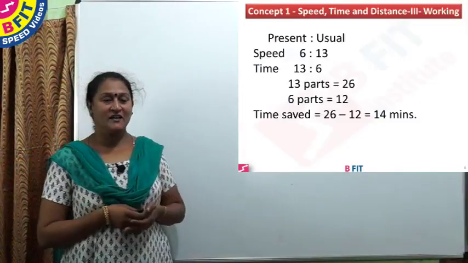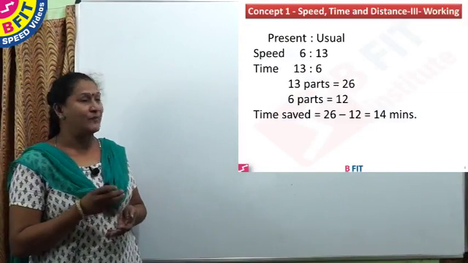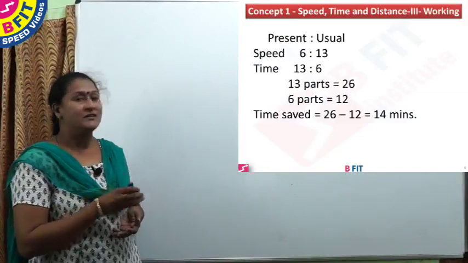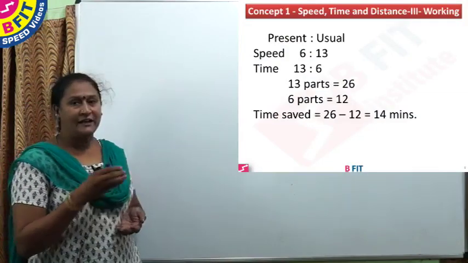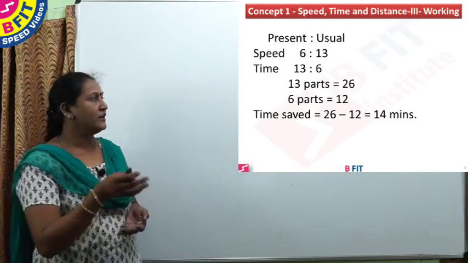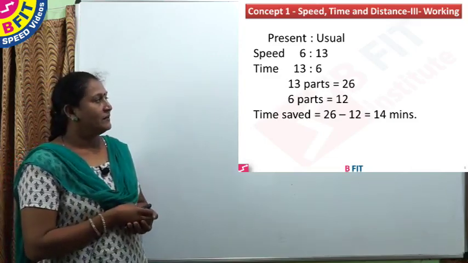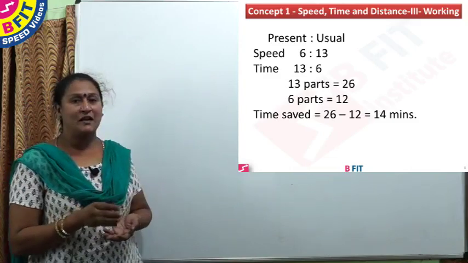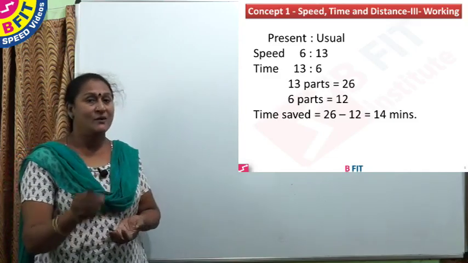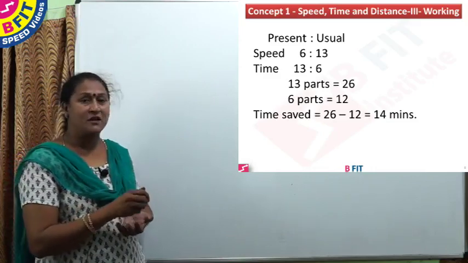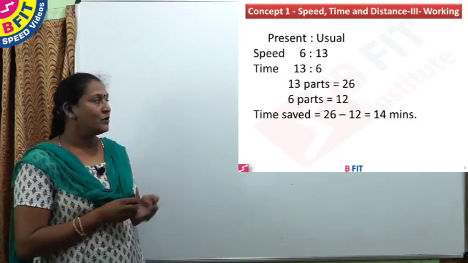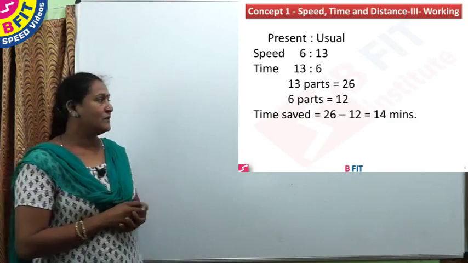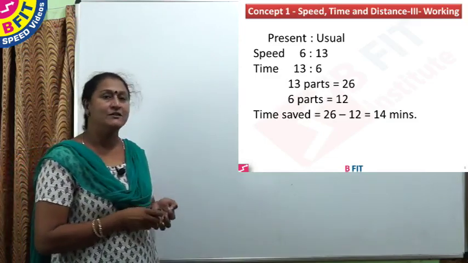So here the working is, we have written the ratio of present and usual speed, that is 6:13, and we need time, so write the inverse ratio 13:6. So here the travel time is 26 minutes and we have got the usual time as 12 minutes. Please note the question carefully. They have asked what is the time it would have saved. So you should find the difference in timing. So 26 minus 12, it is 14 minutes.